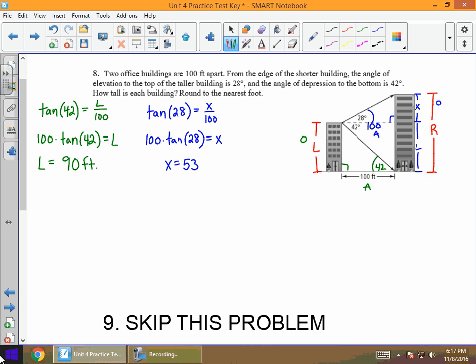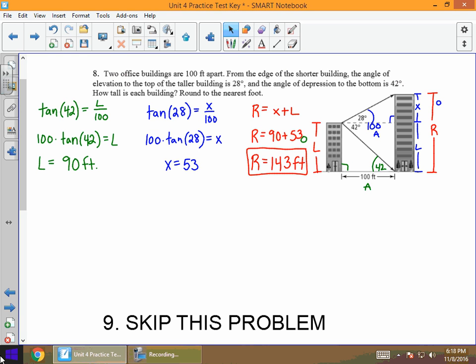However, this doesn't ask me for X, so it asks me for R, the height of the right building. I know that the height of the right building, R, is the X plus the height of the left building, which we called L. So in this case, R is 90 plus 53, or the right building is 143 feet tall. So I would be looking for the height of the right building and the height of the left building. Those would be the two values that I would be looking for there.